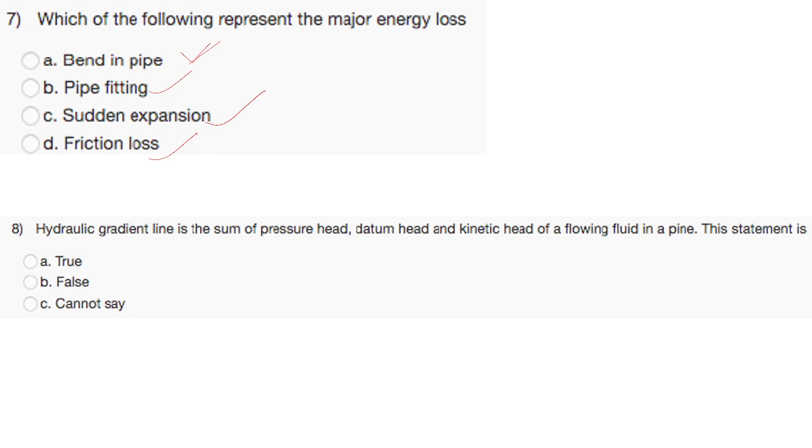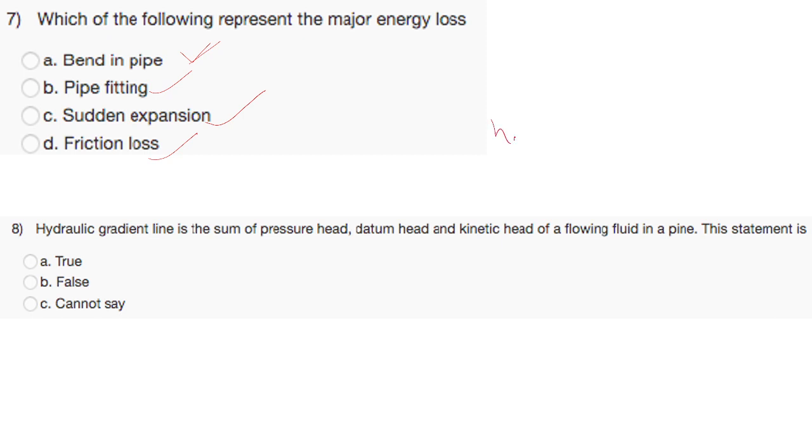So major losses are actually due to the friction losses. Bend in pipe, pipe fitting, sudden expansion, due to these causes in the pipe, these are responsible for the minor losses in the pipe, but friction is the major loss. So I think you remember the formula also. The head loss, that is your friction head loss due to the friction.